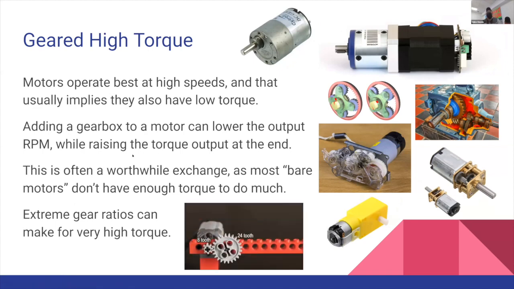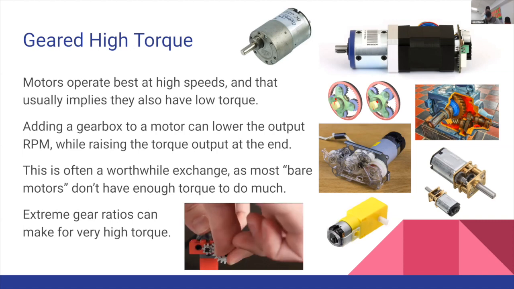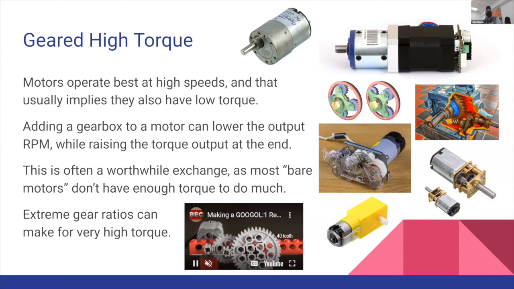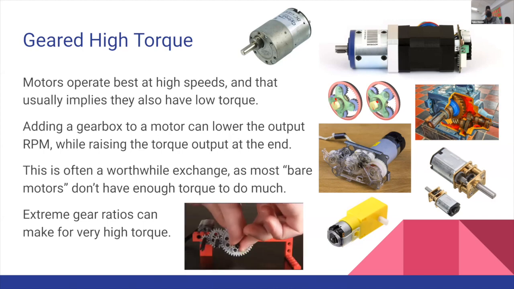Then you can gear things for high torque, which is another fun process. If you have a motor and you find that it's just not beefy enough, you can add a gearbox to the front of it. And so there's all sorts of these gearboxes that you might add in. I'm playing this little video down here where they go through gearing a whole bunch of Lego pieces. But here's a DC brush motor with a gearbox on the front.